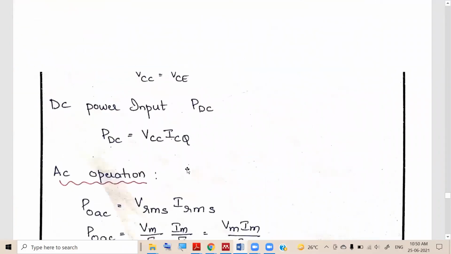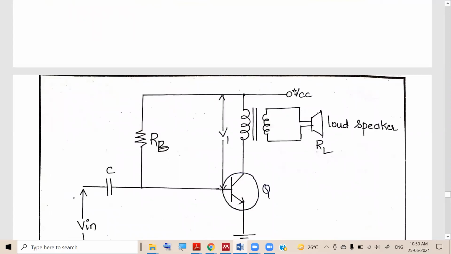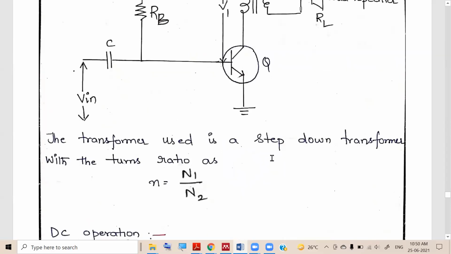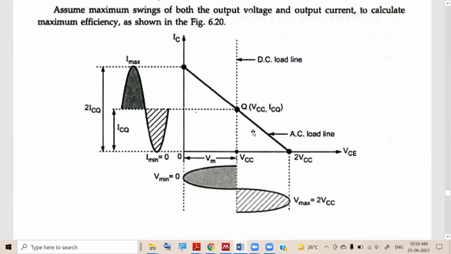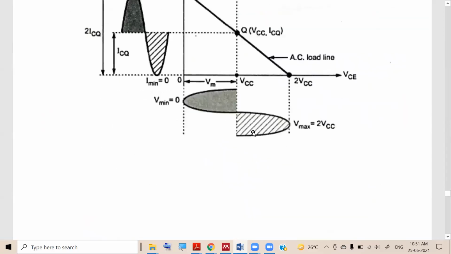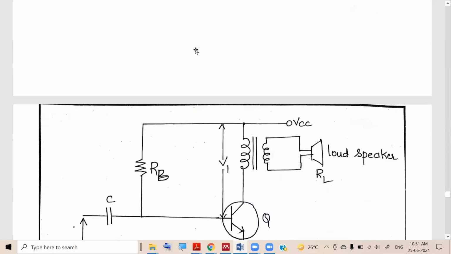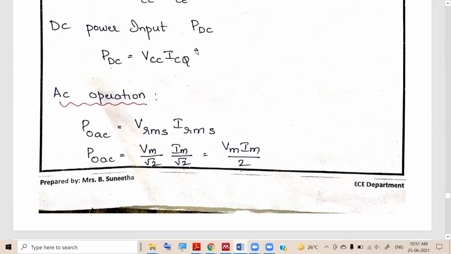So let us go to class A. VCC, transformer primary, collector, emitter. So because we have the same loop, or a similar loop, the load line will be similar. Okay, so what was the load line for the class A amplifier? It was like this. Similar we will have, but it will pass through the operating point, right?